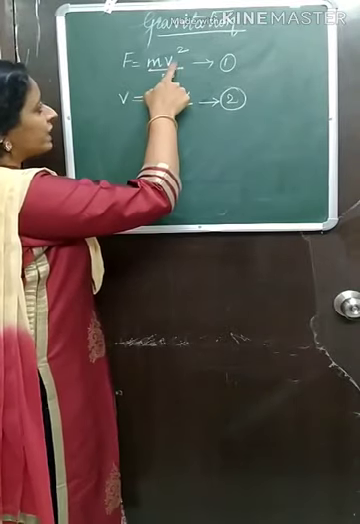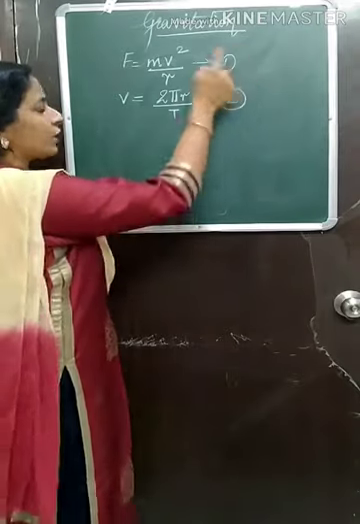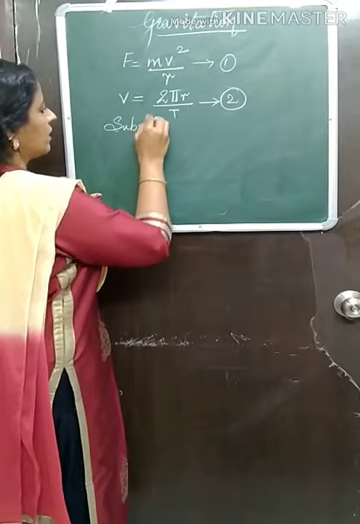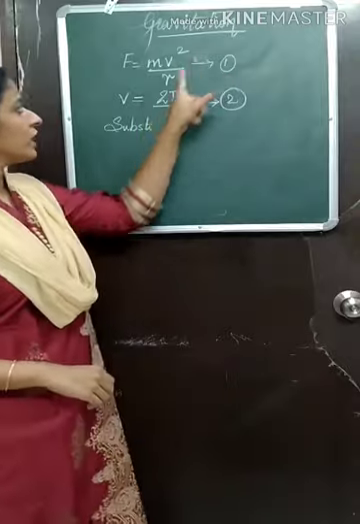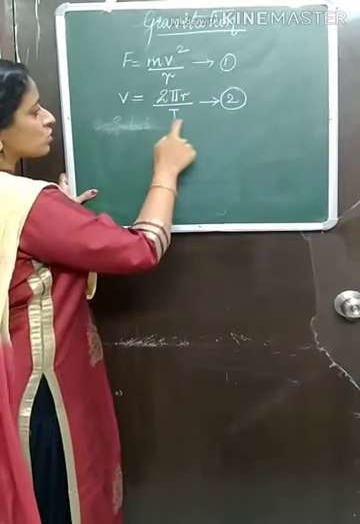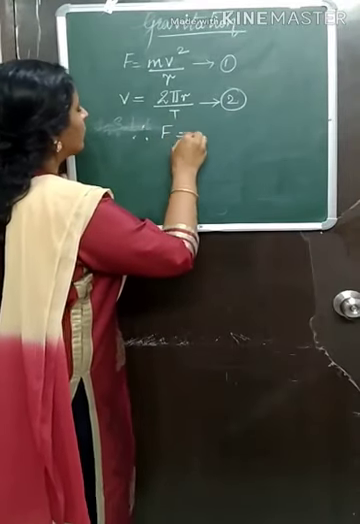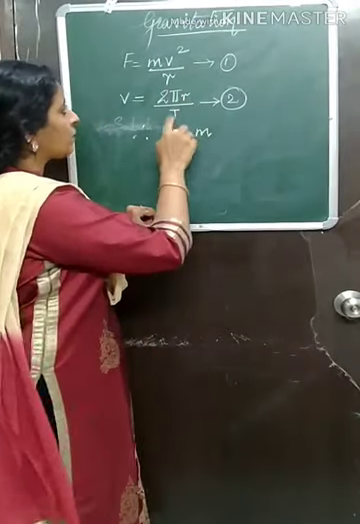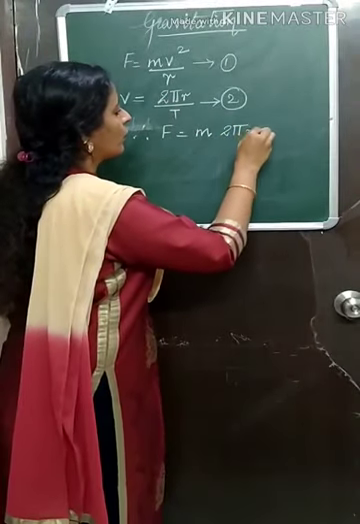Now we can see a v in this formula of centripetal force. We'll substitute the value of v in equation 1. Write down: substituting the value of v in equation 1. Where you see v, put 2 pi r upon T. So F is equal to m, and in place of v we write 2 pi r upon T. Remember, v is squared here.